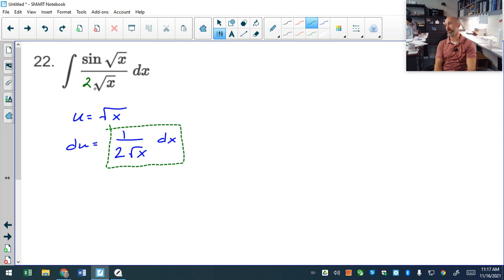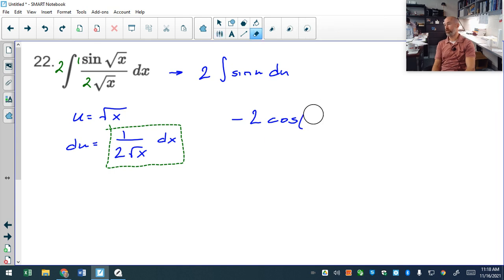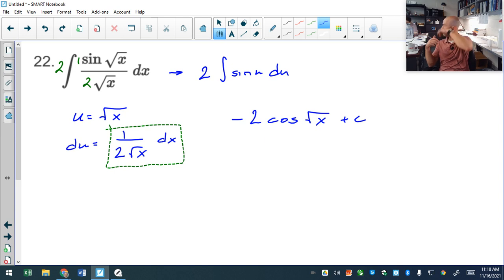If I put a 2 in the denominator, I need to put a 2 out here, because really I put a 1/2 in here. Now I'll substitute, and once you substitute, this turns into a nice problem. The 2 on the outside stays. 1 over 2 root x dx is my du. Sine of root x becomes sine of u. And what is the antiderivative of sine? Negative cosine. So we're going to have negative 2 cosine of u, and u is square root of x. I'm just going to go ahead and replace the u with square root of x here. And there's our answer. Are we good? All right.